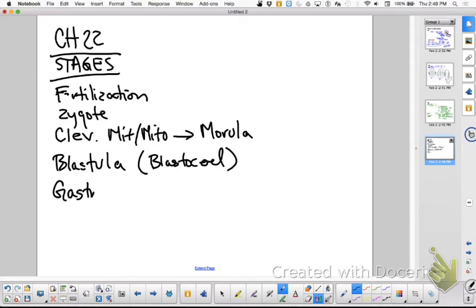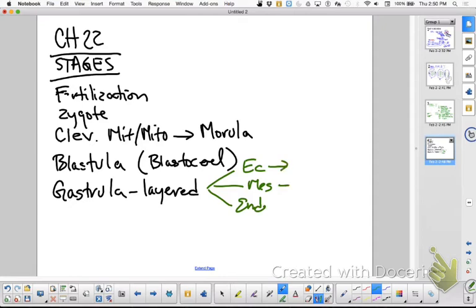Okay, what comes next? Gastrula. And what is a gastrula? A layered ball of cells. How many layers do you have? 3. What are those 3? Ecto, meso and endo. Do you know what becomes of those 3 layers? What's ectoderm? Skin, nervous system, lens. What becomes of endo? Respiratory and digestive. And mesoderm is everything else, whatever's left over.